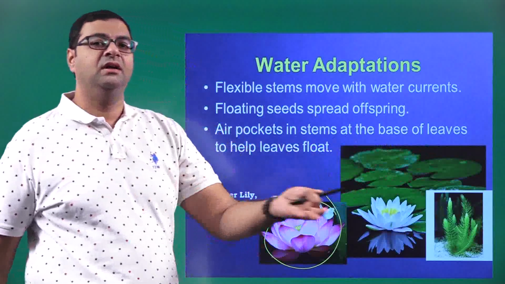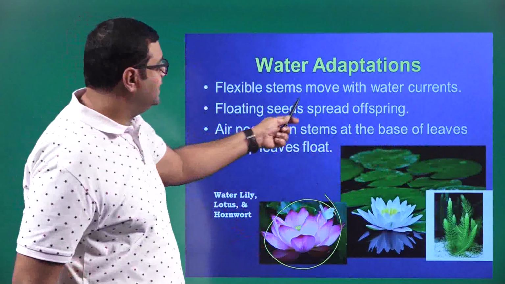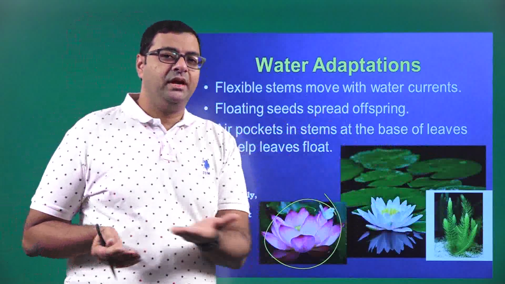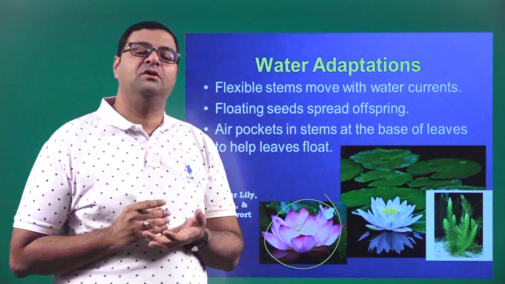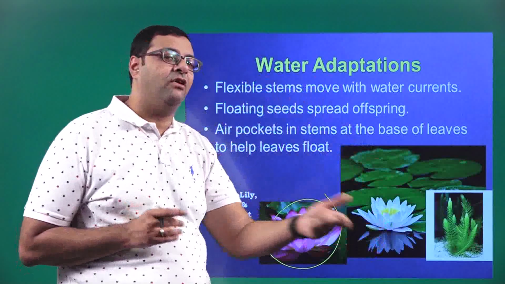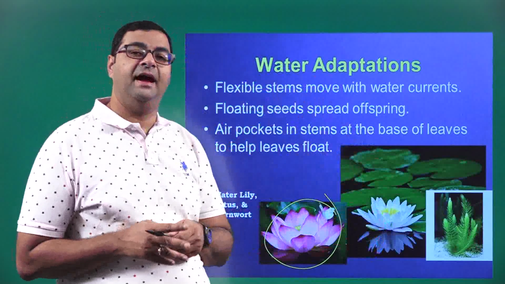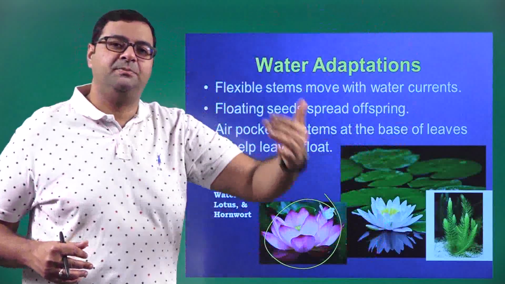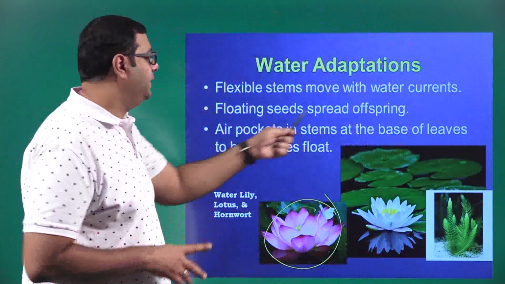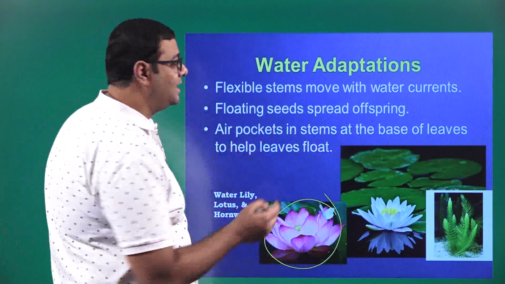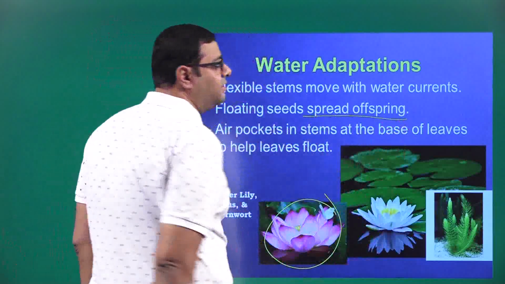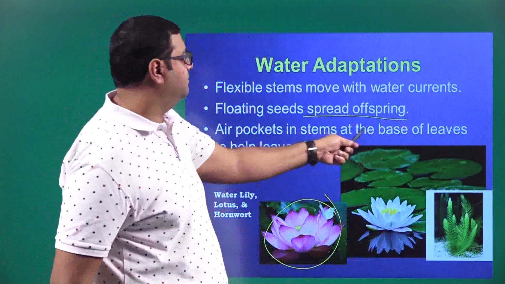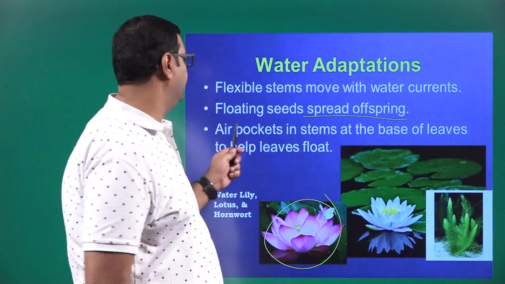the water currents. Floating seeds spread offspring. Once the stem is moving here and there, automatically because of that force, the seeds will be falling onto the water and they will be spreading across the water. When they are spreading across the water, they will be offspring which are made because they are seeds. Spread of offspring.